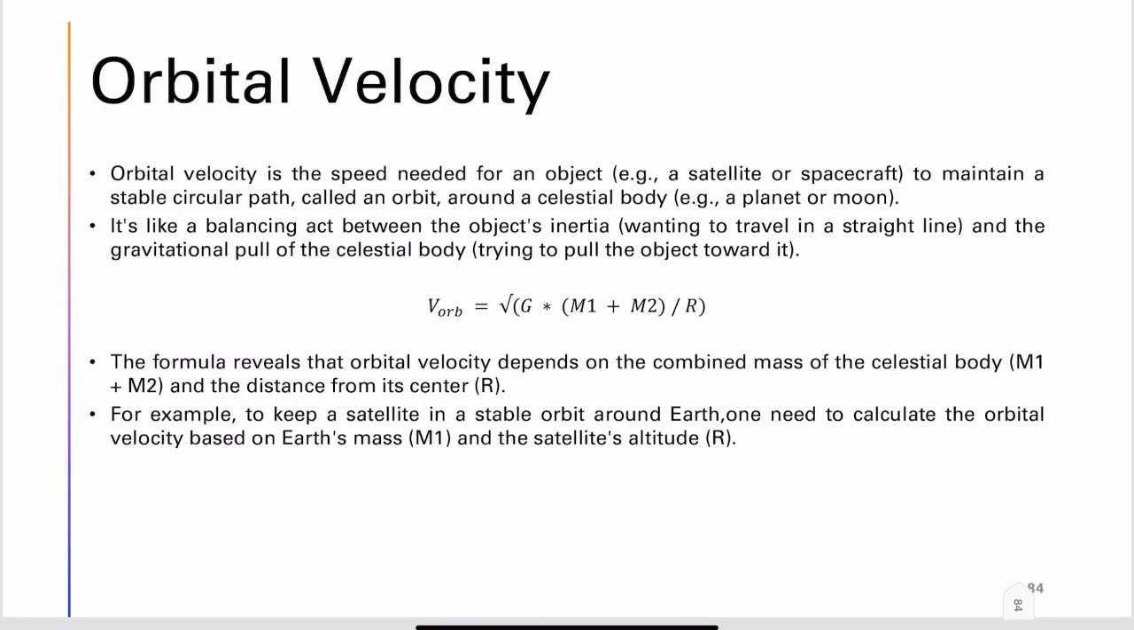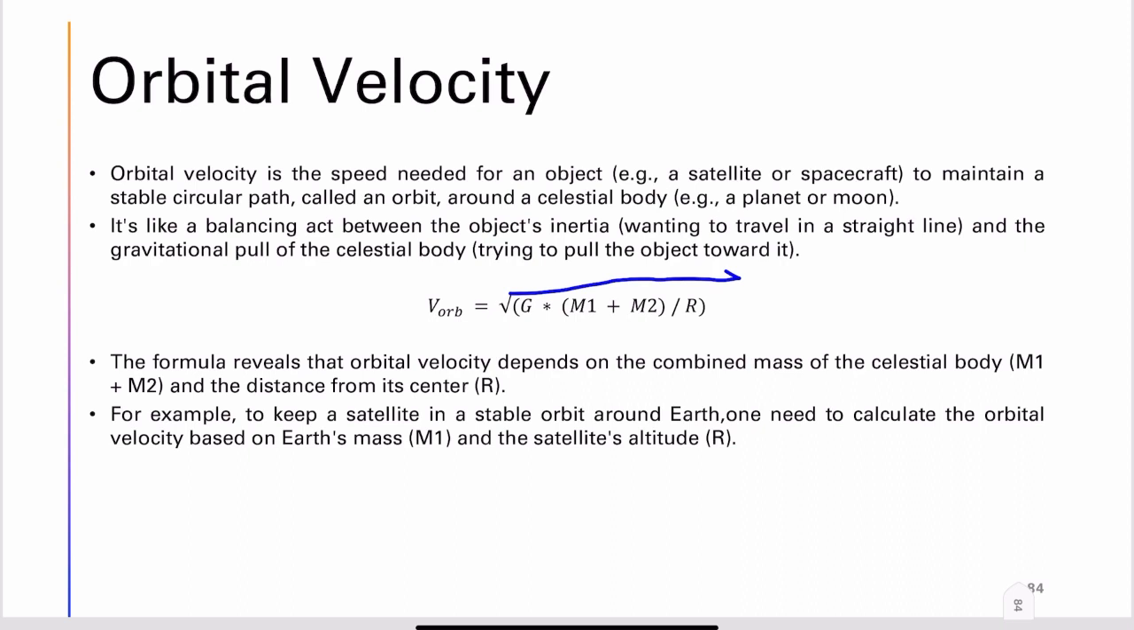Now, when we consider the same orbital velocity in the case of a three-body system, that was with respect to the two-body system. When we take the three-body approximation, under that case Vr depends on G into (m1 plus m2) divided by r. So the formula reveals that velocity depends on the combined mass of the celestial bodies, m1 plus m2, at the distance r from the center. This center is nothing but the barycenter.